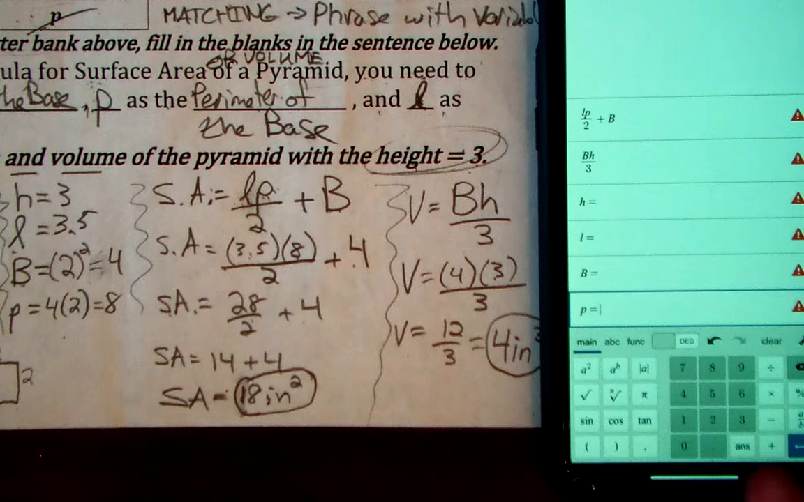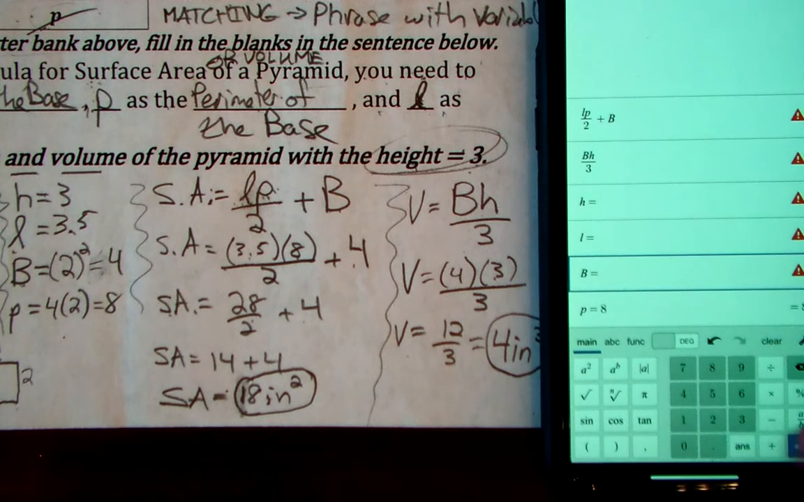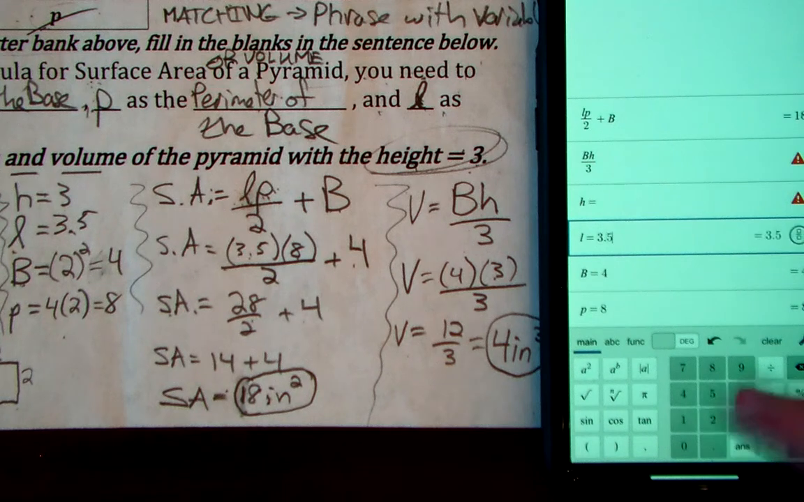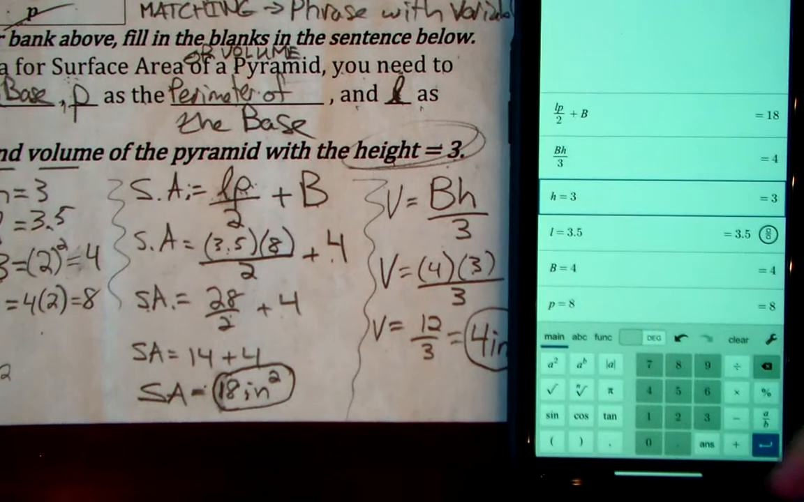Again, plug in and store those values. So we have perimeter is 8, area of the base is 4, slant height is 3.5, height is 3. So let me slide that over so that way you guys can see. Again, notice how it has these values listed.